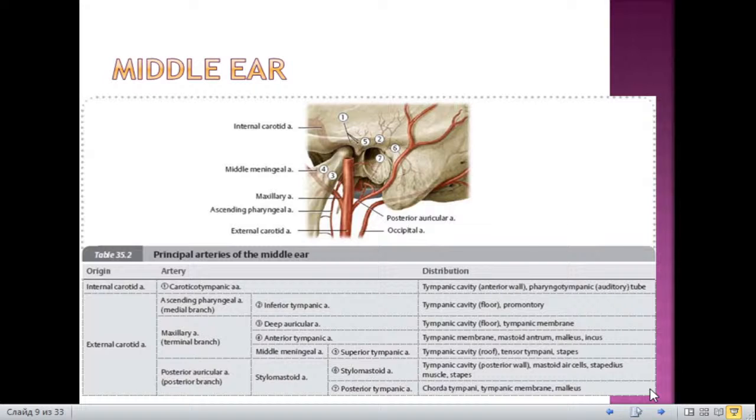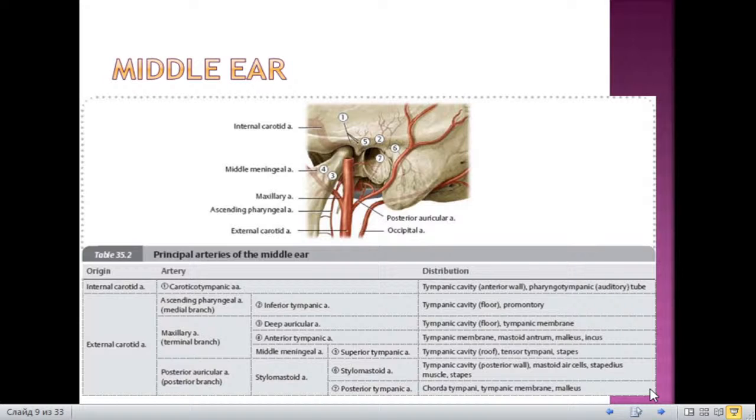So as a whole, we've got 7 arteries which supply such a small area like the middle ear. Again, why does this small organ receive such a lot of arteries? Just because it's immediately between the basins of the 3 big arterial systems.